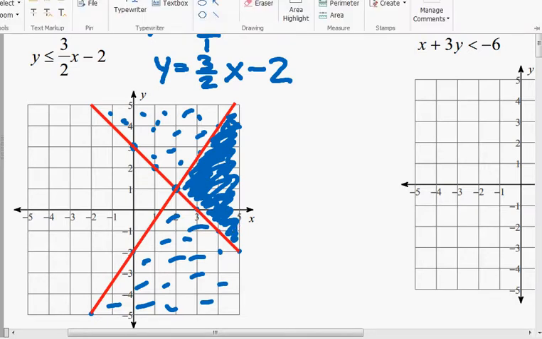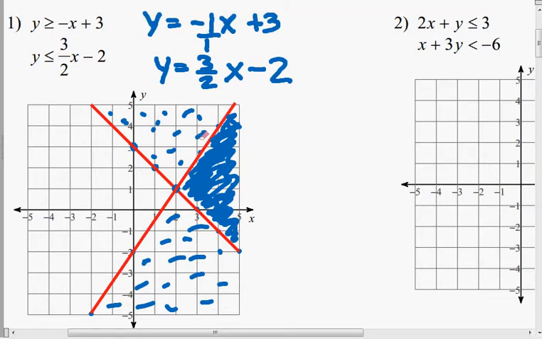If you want to pause the video now, and since I did this lightly, I'm going to kind of erase the other shading that I did, because in the end, I really just want to shade the area that is covered by both. I just did the extra shading to show you how it's done. Okay, pause the video, try number 4, and see if you can do that one. When you come back from the video, I will do number 2.